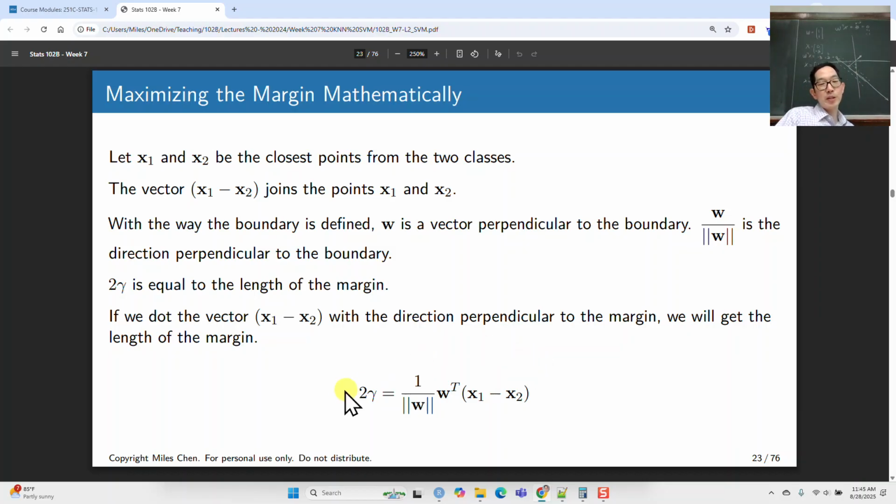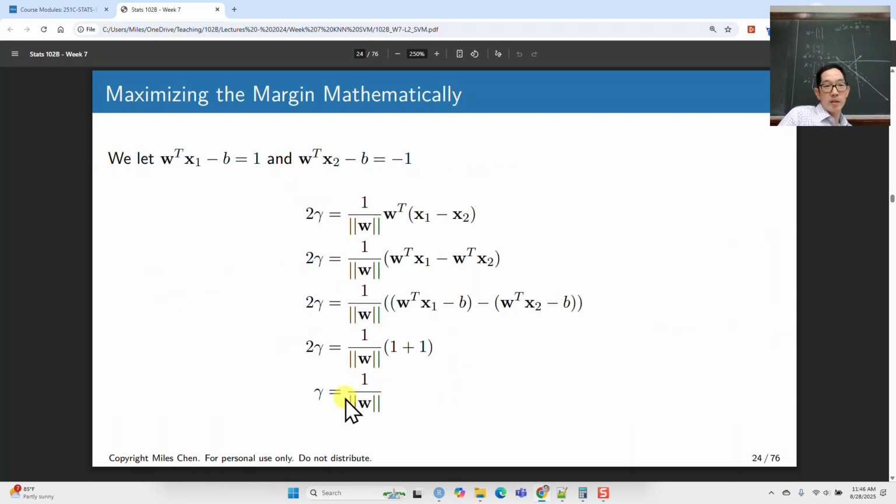So this will be the length of our margin. And what we want to do is maximize this quantity. If we say x1 is on one side of the boundary where we get positive 1, and x2 is on the other side of the boundary where we get negative 1, okay?